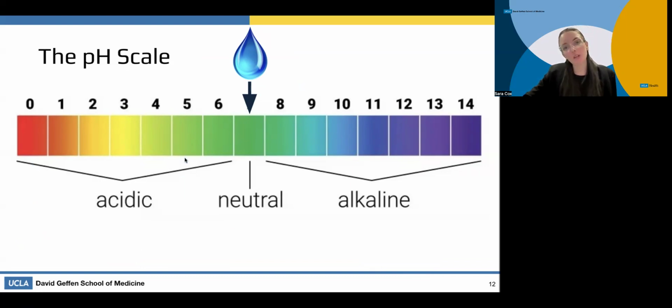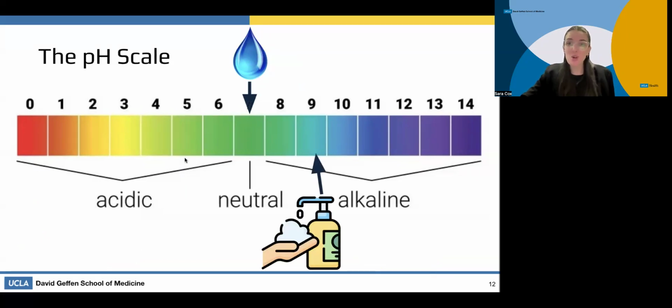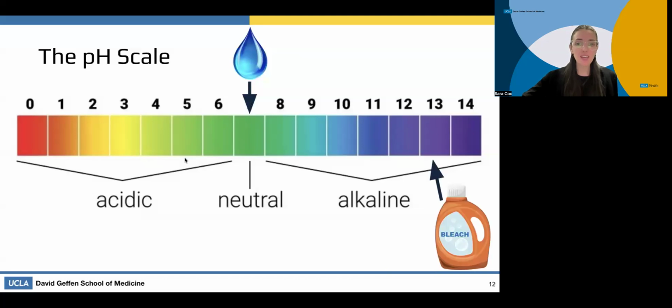Then we move into the alkaline section. Normal hand soap sits around a 9 on our pH scale. And finally, bleach sits up here at a 13, and the most alkaline on the pH scale. A lot of people think that bleach is acidic, and it's actually not. It's all the way on the other side of our pH scale in the alkaline.